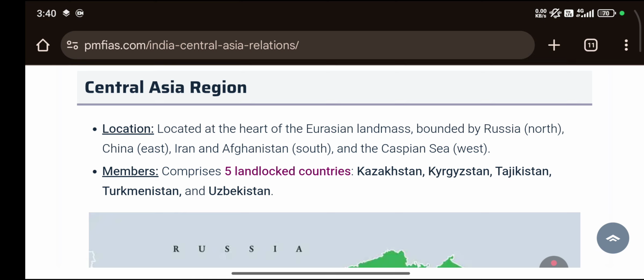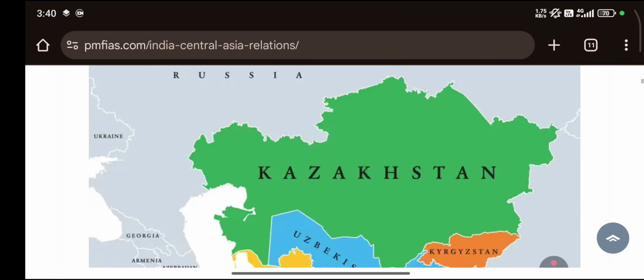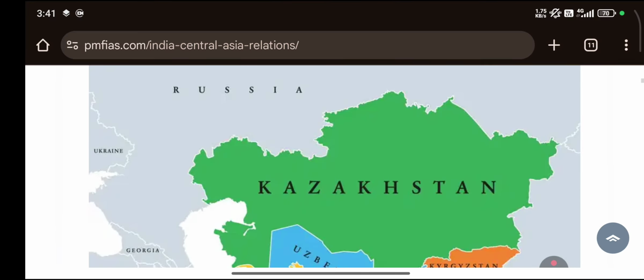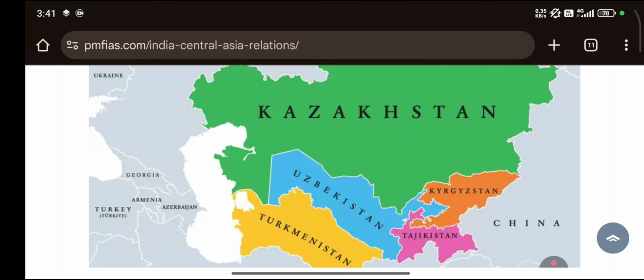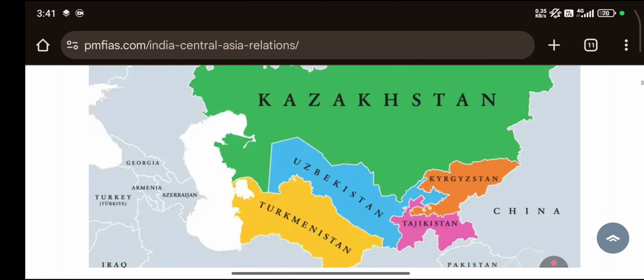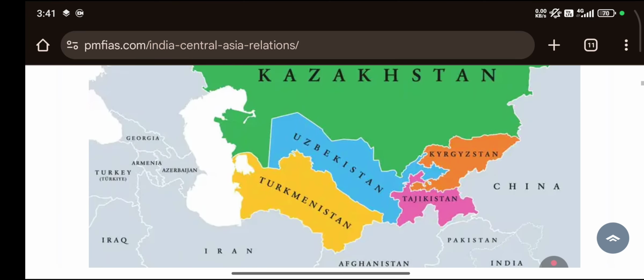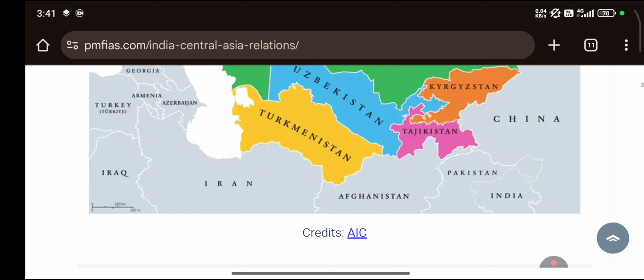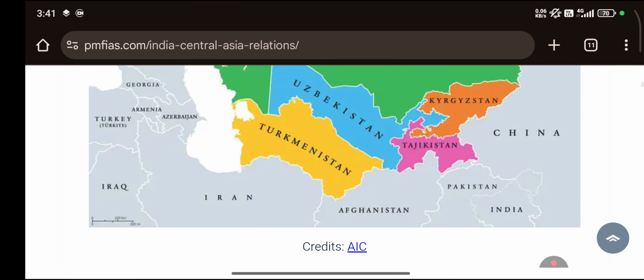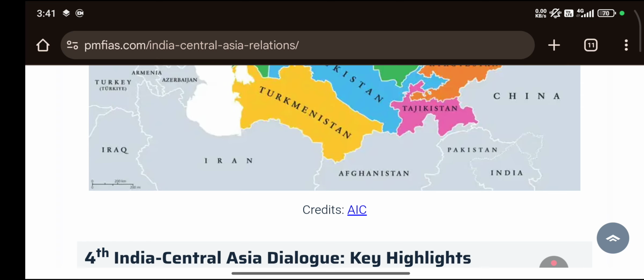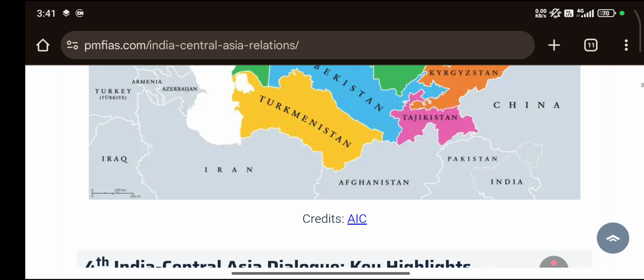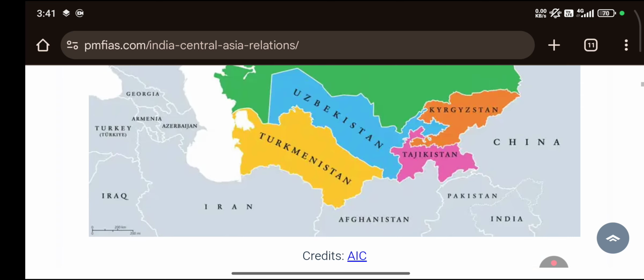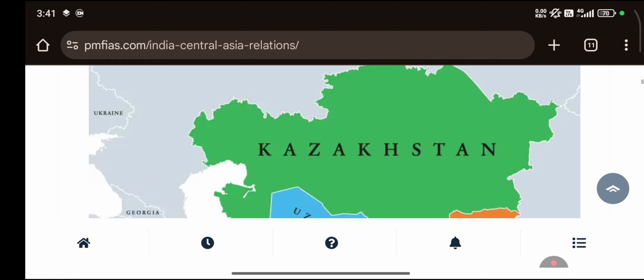Now, moving next, talking about the Central Asia region. What is the location? How many members are there? So, location, if you want to see, look here. In the north, it is Russia. In the east, it is China. In the west, you can see Azerbaijan, Georgia, Armenia, Turkey. In the southwest, we have Iran. In the south, we have Afghanistan, Pakistan, India as well, but not sharing any border. So these are the countries that are there.